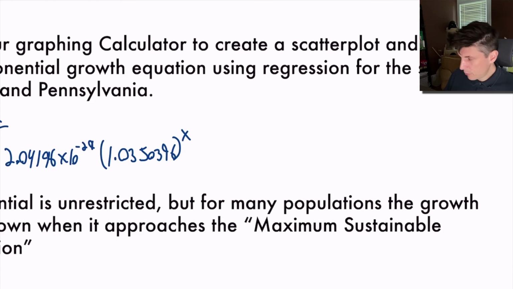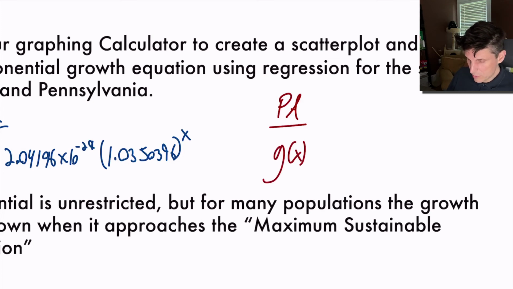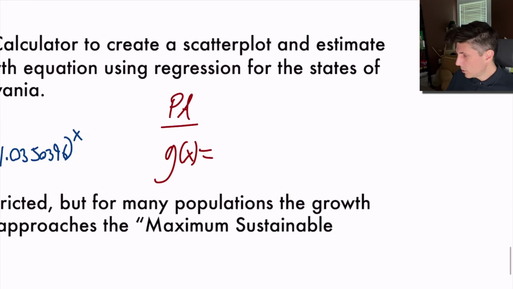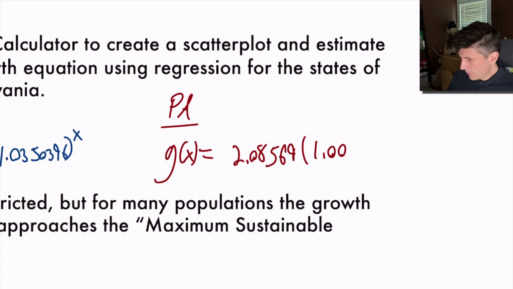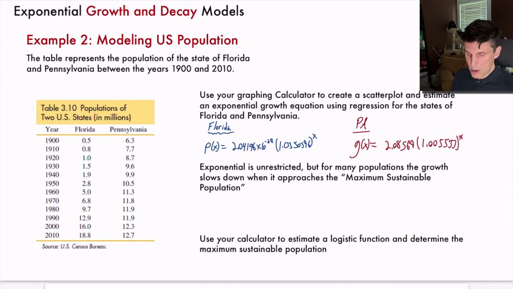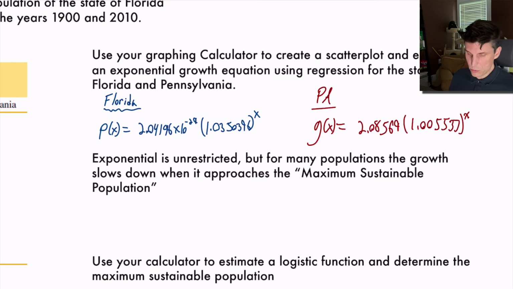And then Pennsylvania is going to be, we'll just call it G of X, even though G doesn't mean population, 2.08569 times 1.005537 to the X. All right. So those are our two exponential growth functions that could potentially do a decent job.